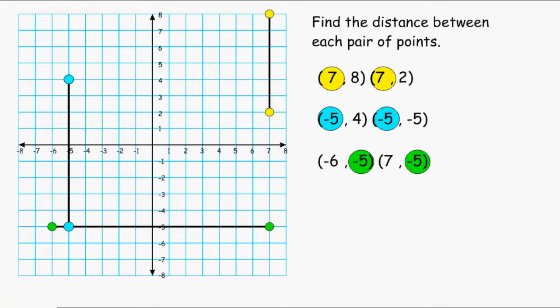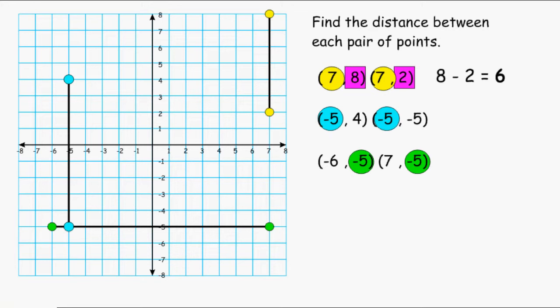Now, if you recognize right away that the two points will form a horizontal line or a vertical line, there is a simple way to find the distance between the two points. What you can do is examine the values in your pair of points that are not the same and find the distance between those two values. For example, looking at the first pair of points, the y values, 8 and 2, are not the same. 8 and 2 are 6 away from each other, so the distance between the two points is 6.